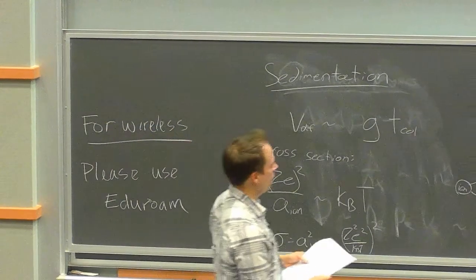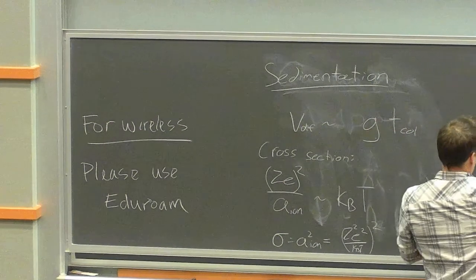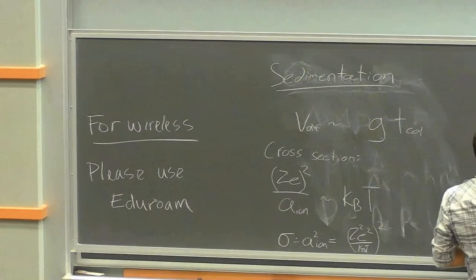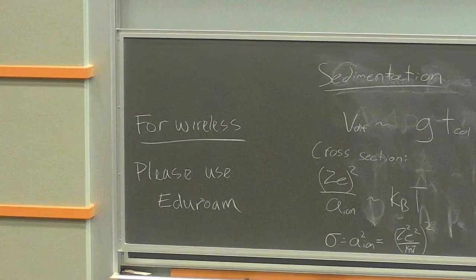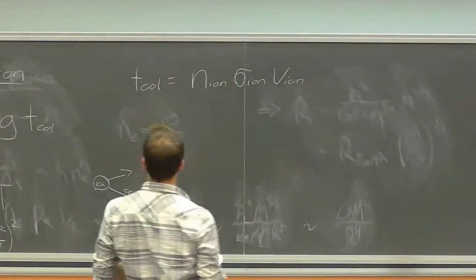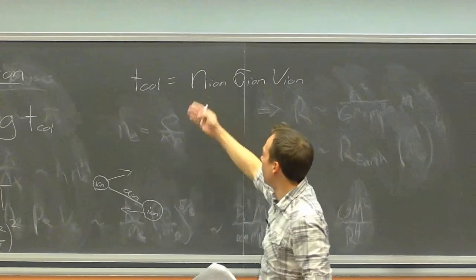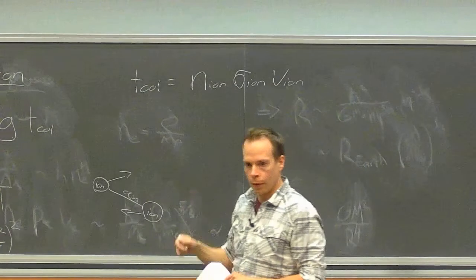Okay, so their collision time is basically the number density of the ions times the cross-section times the velocity. So you can calculate what this collision time is if you know the number density and their velocity, like I said, they're basically moving thermally.